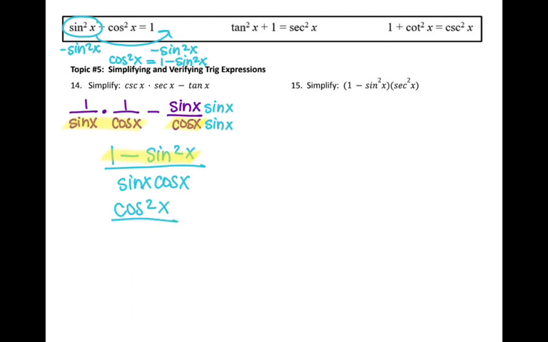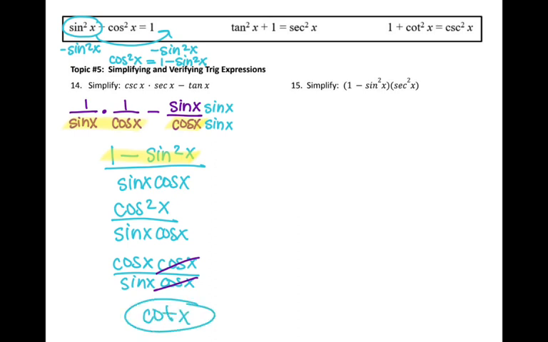So now I have cosine squared of x over sine of x, cosine of x. Now, cosine squared, I can go ahead and separate. So cosine squared is cosine times cosine over sine times cosine. Now I can cancel these out because it is one fraction. Same thing on top, same thing on the bottom. And then cosine divided by sine is cotangent. So your simplification for number 14 should reduce to a cotangent.